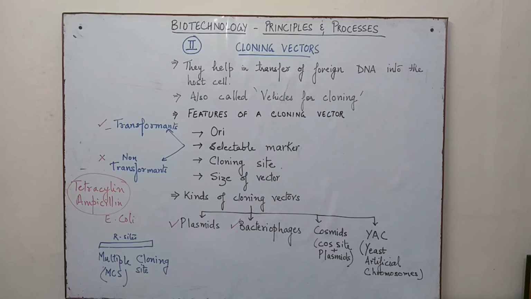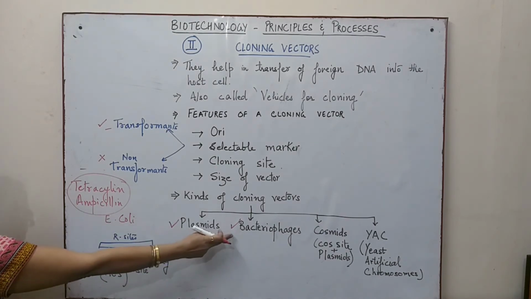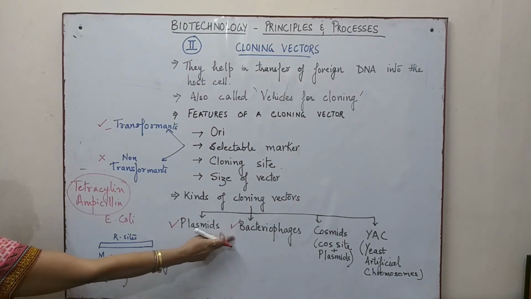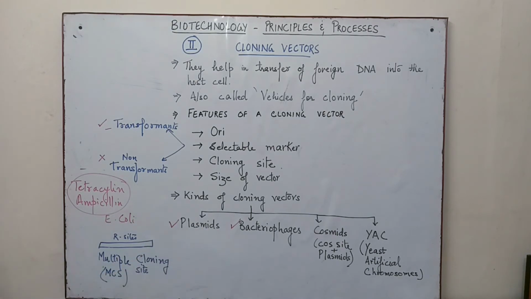The reason is both of them can replicate within the bacterial cell and the host cell and can easily be manipulated. So the plasmids and the bacteriophages both can infect or replicate within the bacterial cells. Second important point is host cells also can easily develop or grow and also can easily be manipulated.